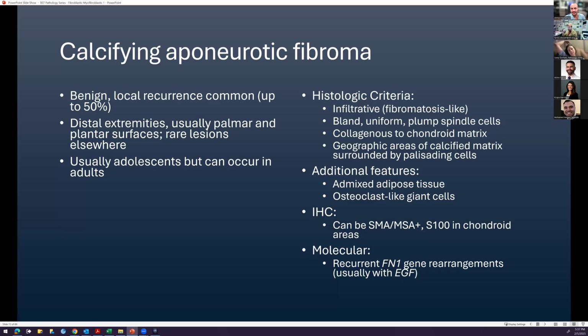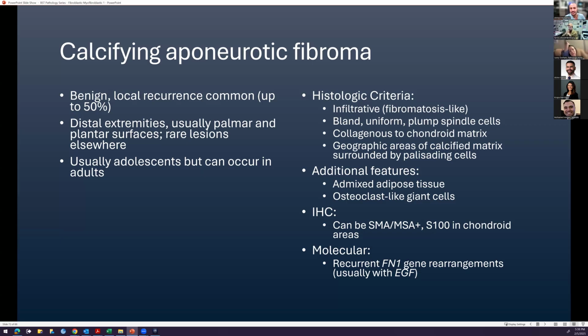Not a necessary feature, but common. And then sometimes because it's fibromatosis-like, it can invade and you can get admixed adipose tissue, right? IHC is not exactly very helpful. They can be SMA positive for whatever reason. And if it's a chondroid area that's true cartilage, you can get S100 positivity, but that's not particularly useful. The big thing is that morphology is better for diagnosis, right? But the big thing is that this often has FN1 gene rearrangements, right?